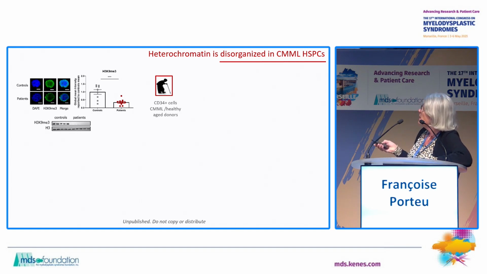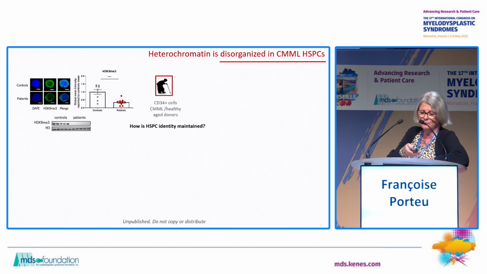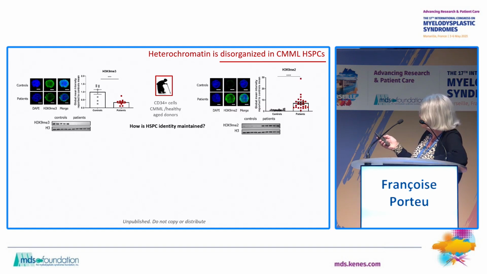As you can see here, compared to elderly CD34 cells, we were surprised to see that the level of H3K9me3 is even more decreased than in aged control, which was surprising because without heterochromatin, it's difficult to survive and to keep your cell identity. So we looked at another mark, and we found that actually there is a very strong increase of H3K9me2, and that concerns most patients, actually, all the ones we tested but one.